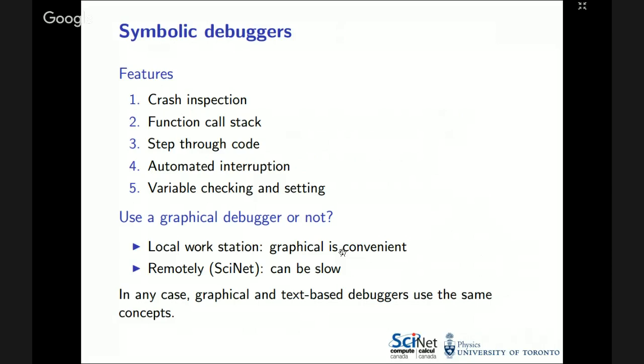On your workstation, on your own laptop, using a graphic debugger is okay because it won't be such a problem with the speed of the code. But if you are doing remote debugging, let's say that you are running on the cluster, if you try to use a graphic debugger, it can be slow because of the complication. But you can still try. What is happening behind the scenes is the same, so the same concepts and ideas work for either a graphic or text-based debugger.